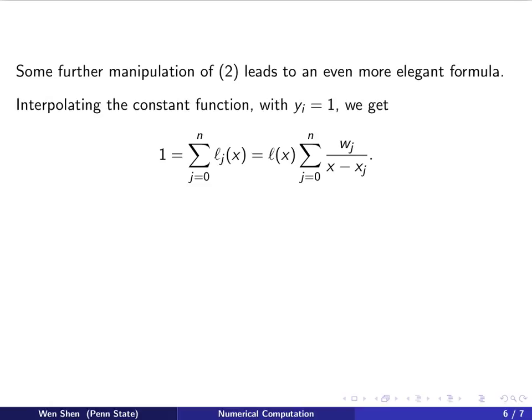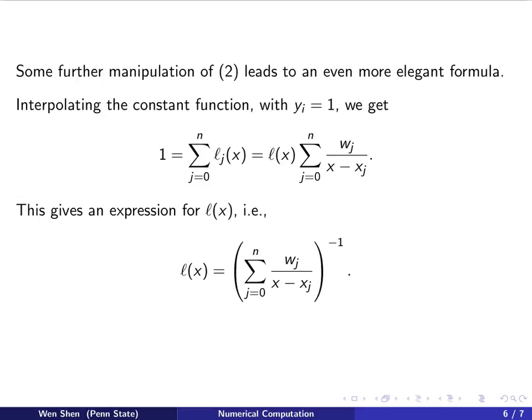Let's first apply the formula to interpolate the constant function, which is 1. That is, in the formula, we will put yi equals 1 everywhere. Then we have the following equation. 1 equals just the sum of all the cardinal functions multiplied by 1. And using that form of the cardinal function, we can take out, again, this L outside the summation because it's a common factor. And then we'll be summing over the weights divided by x minus xj for all the j's.